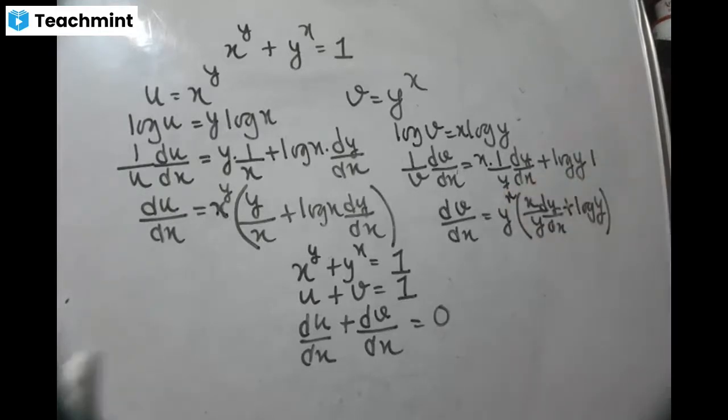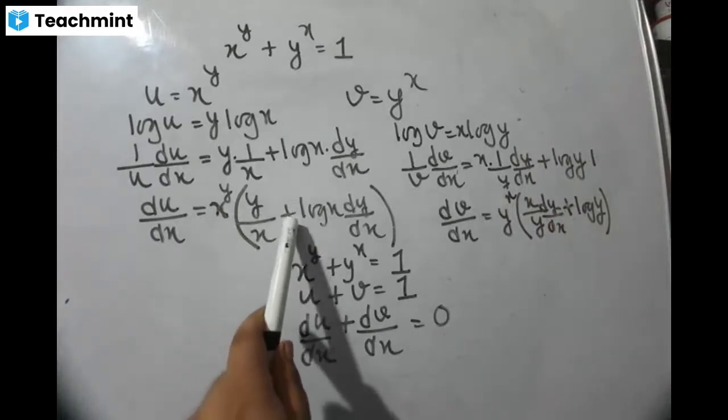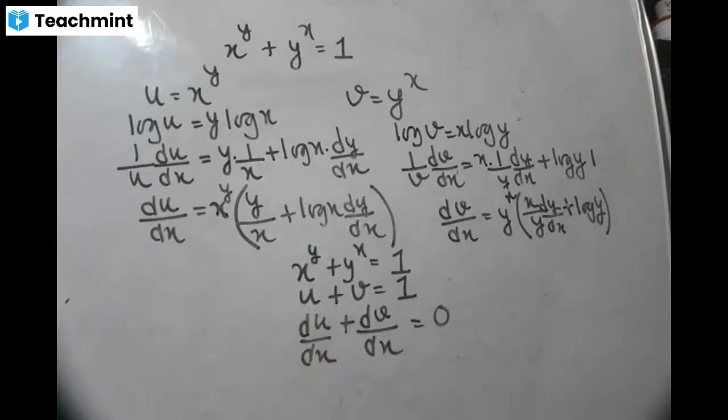First, you need to multiply. So x to the power y into y by x, keep it as it is, plus x to the power y into log x dy by dx. The same thing, y to the power x into x by y dy by dx plus y to the power x log y. After you do this, now equal to 0.